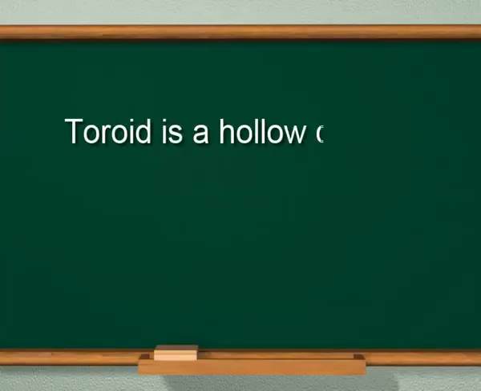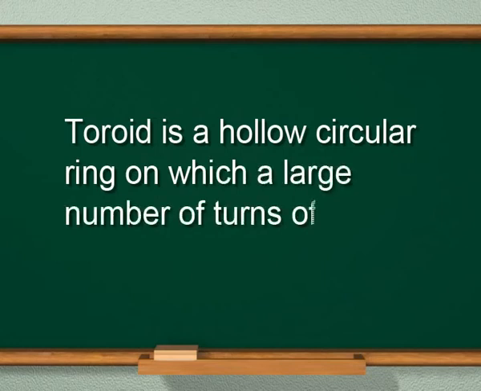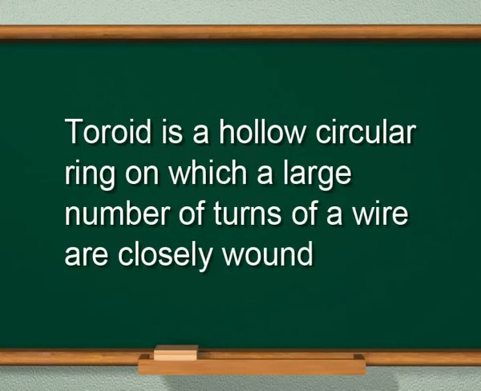A toroid is a hollow circular ring on which a large number of turns of a wire are closely wound.